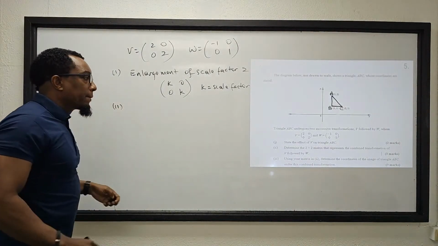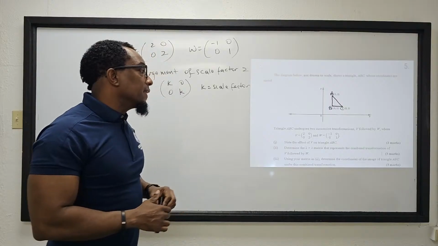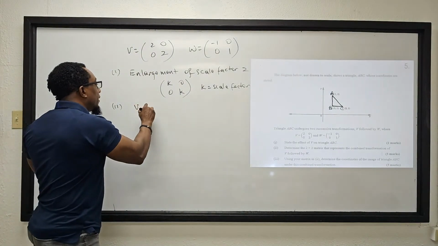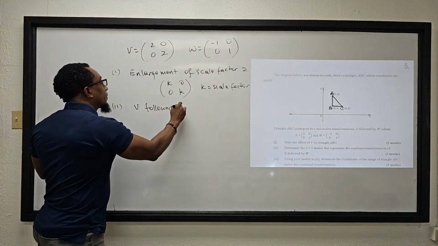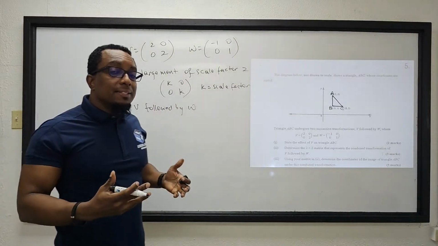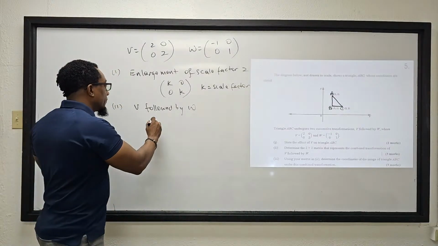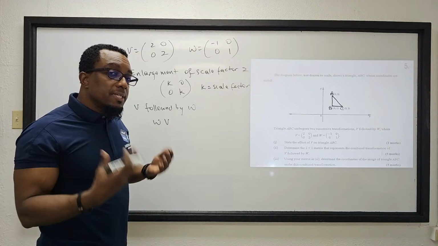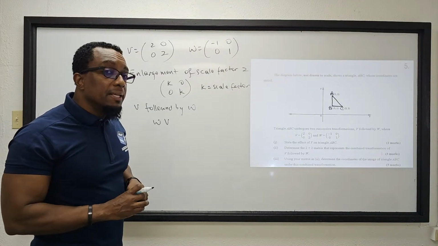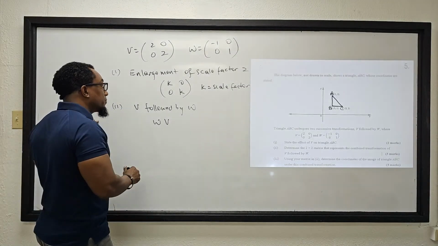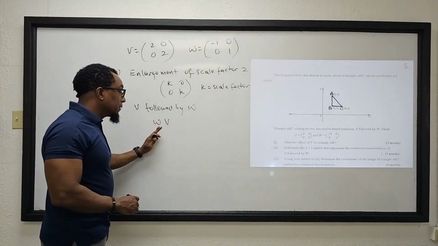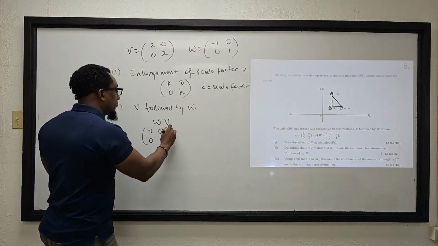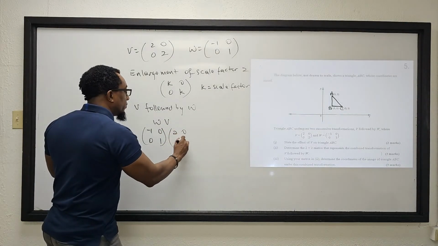Part 2, determine the 2 by 2 matrix representing the combined transformation V followed by W. Alright, so V followed by W. Now we can combine it in the order WV because both are 2 by 2 matrices and I can multiply to get a single 2 by 2 representing the combination of the two. So this will be W first, and this is V followed by W. Remember W first, then V after. So this is -1, 0, 0, 1 times V, 2, 0, 0, 2.